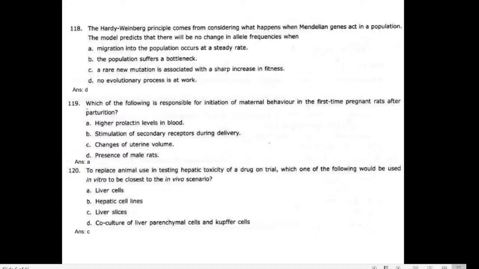The next question: to replace animal use in testing hepatic toxicity of a drug in a trial, which one would be closest to an in vivo scenario? Liver slices are the similar level that can replace animal use in testing hepatic toxicity of a drug trial, similar between in vitro and in vivo. Here there is a confusing answer: hepatic cell lines. We can't select the hepatic cells. We want to select liver slices, which are shown both in vitro and in vivo.